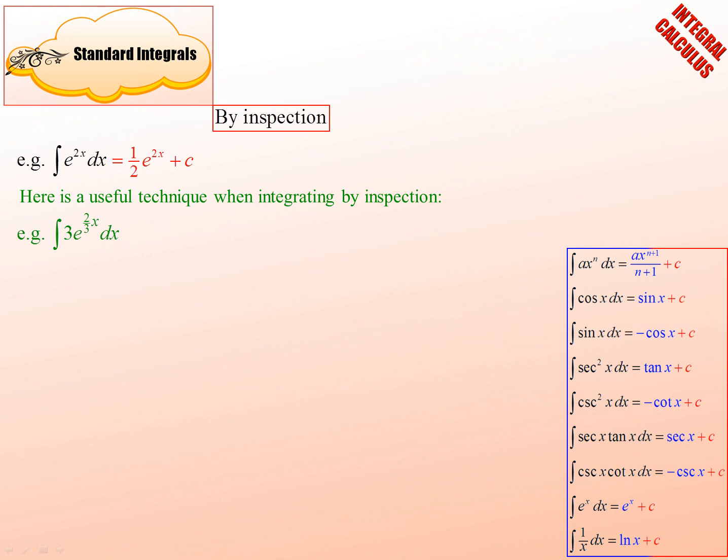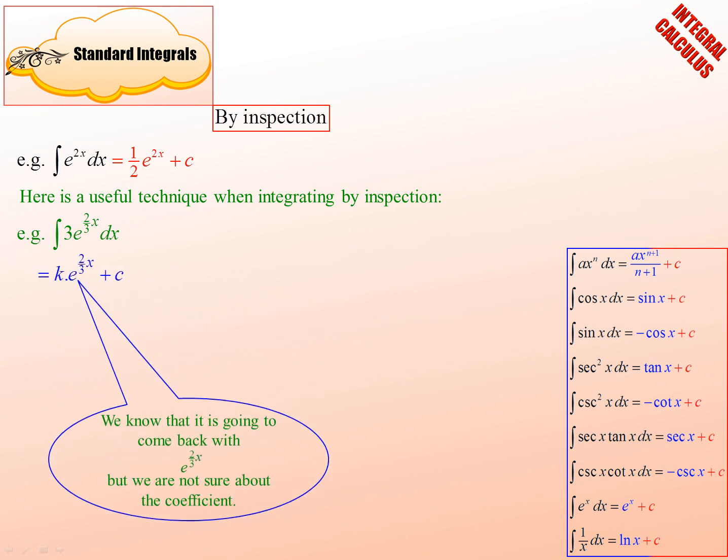Now here's a useful technique for working out this sort of constant or this sort of coefficient. It can be quite mind-boggling to work it out sometimes if you have some more complex numbers along the way. So when we have something like this, we know that e to the 2/3 x is going to come back at us. So I'm going to write that as k times e to the 2/3 x plus c. We're not sure of the coefficient, but now what I'm going to do is differentiate this and compare to what we're integrating.